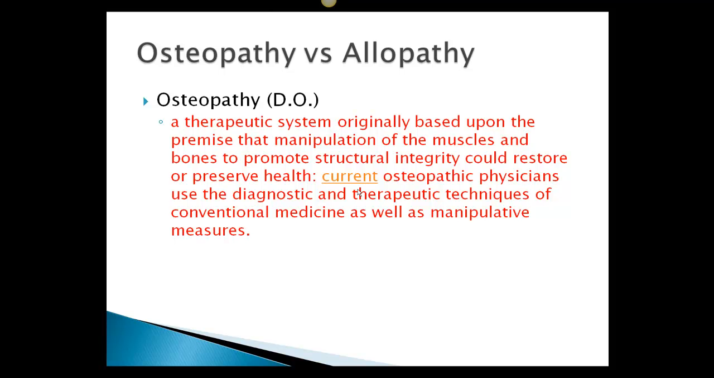When I first started researching this project, I didn't know the difference between osteopathy and allopathy, and I didn't know which one I would want to choose. So I looked up the definition, and osteopathy, or DO, is a therapeutic system originally based upon the premise that manipulation of the muscles and bones to promote structural integrity could restore or preserve health. Current osteopathic physicians use the diagnostic and therapeutic techniques of conventional medicine as well as manipulative measures. So they basically use more of a physical healing than with drugs.